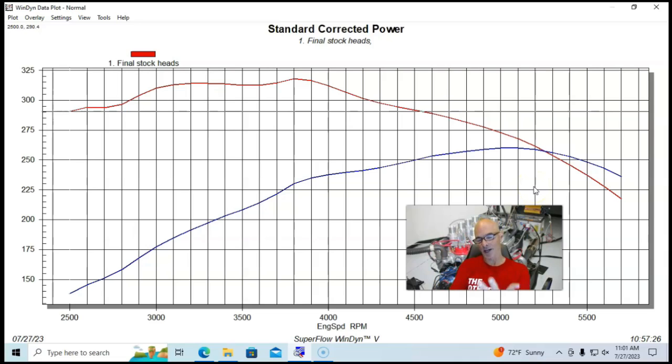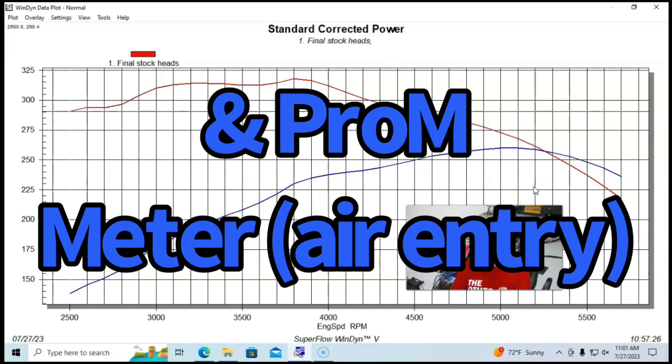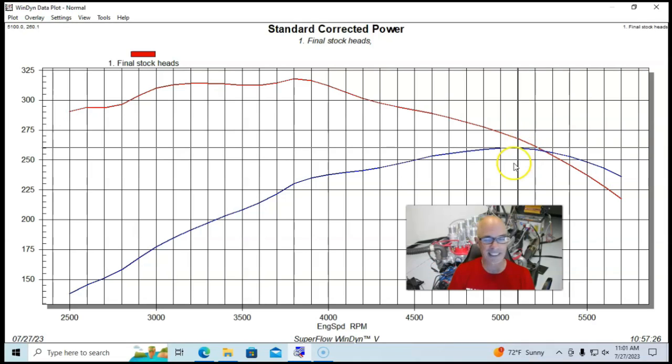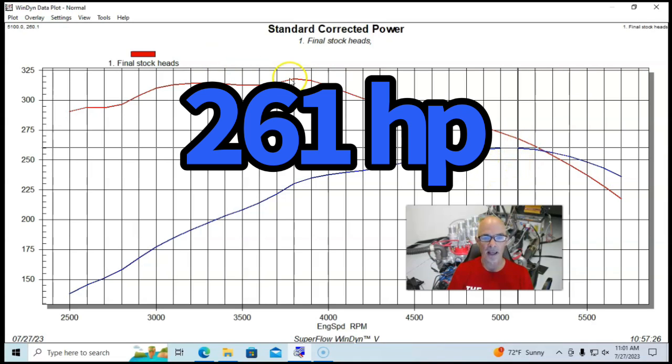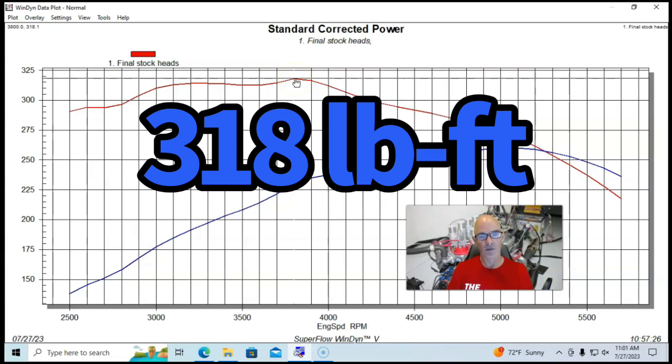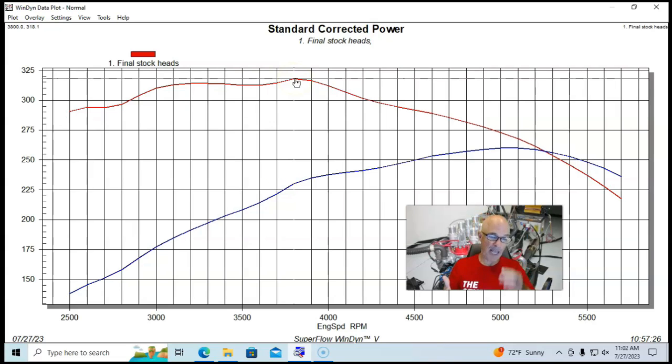So here is what happened when we basically ran this stock throttle body, stock HO intake manifold, stock flowing heads, stock camshaft on our 302. It produced 261 horsepower, and peak torque checked in at 318 foot-pounds of torque. But here's what happened. This is interesting.